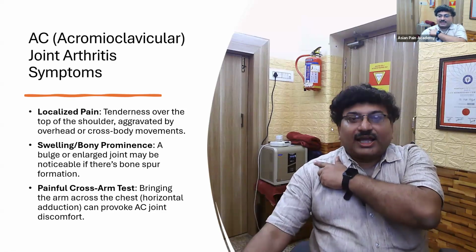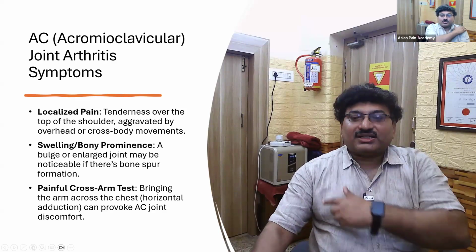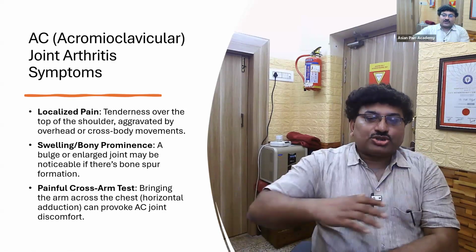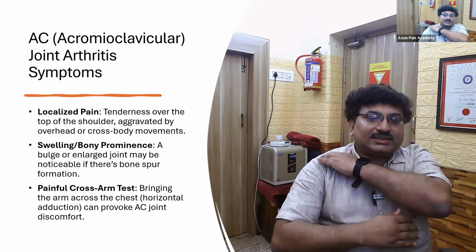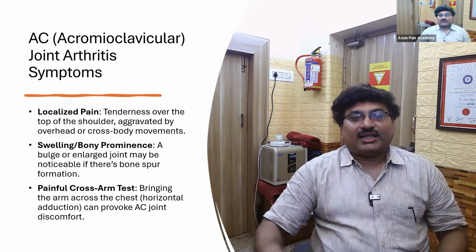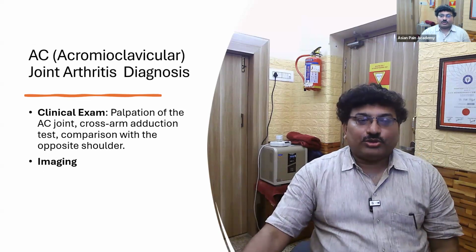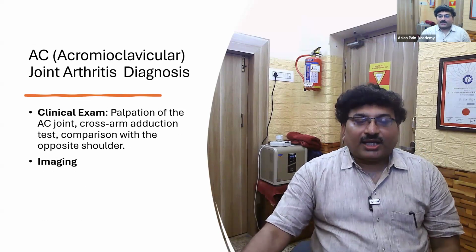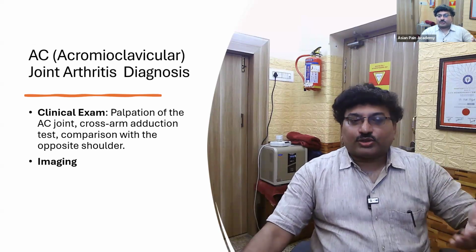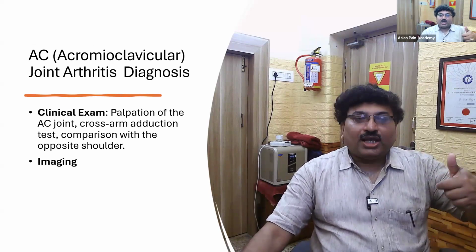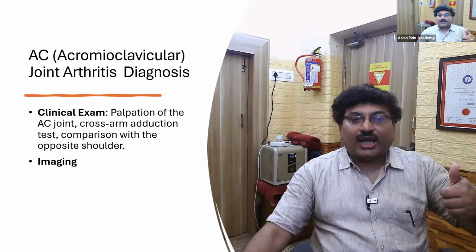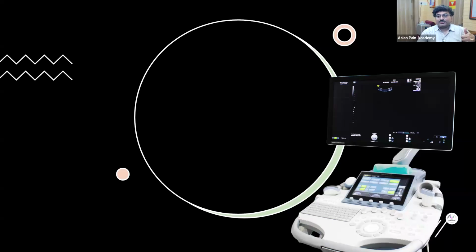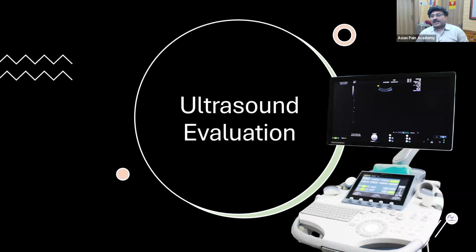And one of the clinical tests asks the patient to put the shoulder in cross arm. So whenever we are putting the shoulder cross arm, you can think that here there will be more pressure and that will increase the pain for the acromioclavicular joint pain. And clinical examination also includes the cross arm adduction and then palpation of the acromioclavicular joint and compression with the opposite shoulder. So let's see how the acromioclavicular joint looks under ultrasound.